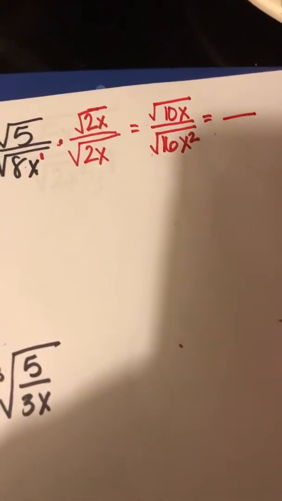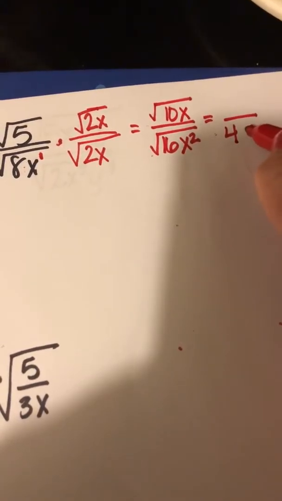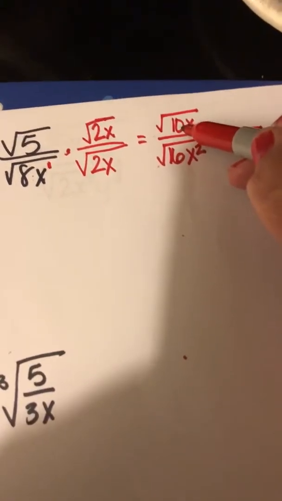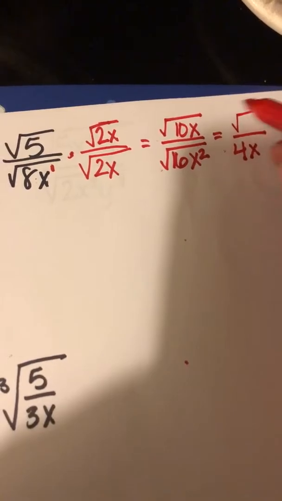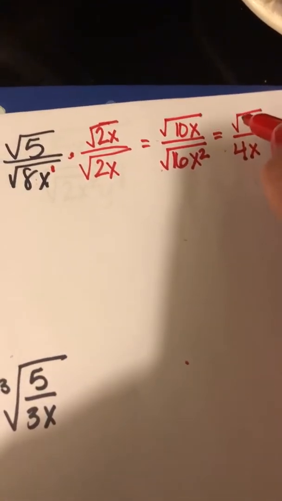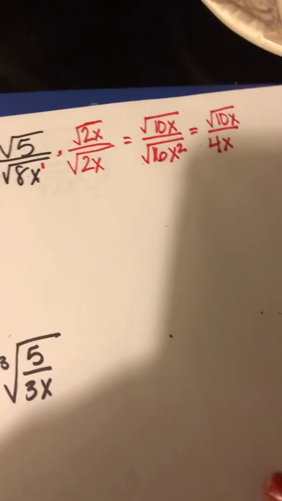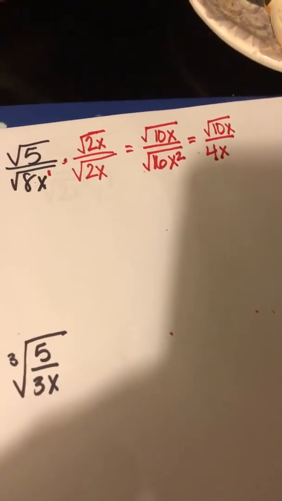So on the bottom, the square root of 16 is 4. Square root of x squared is x. On the top, 10 has no perfect squares that go in there, and you can't do 1 divided by 2. So it just stays the square root of 10x. And that would be as much as it could be simplified. I got rid of the root.